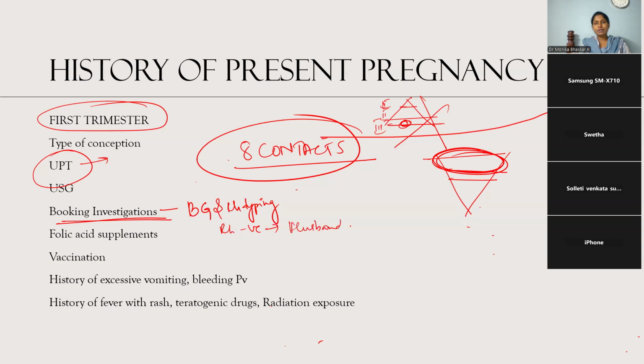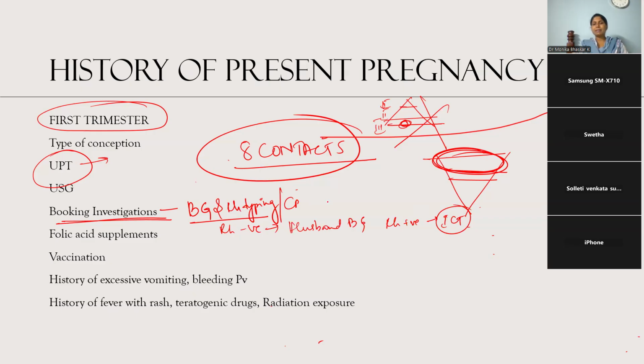And if the husband's blood group is RH positive, then we will do something called the indirect Coombs test to know whether it is an alloimmunized pregnancy or a non-alloimmunized pregnancy. So that we'll discuss in detail in the RH negative class. But you have to know the first basic investigation you will do is blood grouping and RH typing.